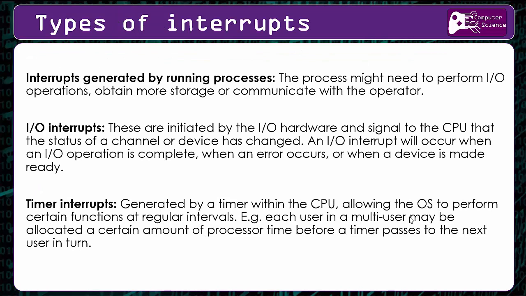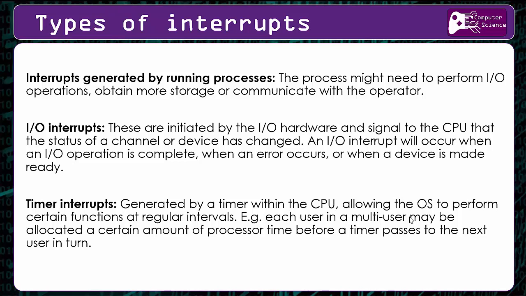So interrupts generated by running processes. So the process might need to perform input-output operations or obtain more storage or communication with the operator. So these are the different types that you need to be aware of. The input-output interrupts, these are initiated by the input-output hardware, such as a mouse or a keyboard, and they signal to the CPU that the status of a channel or device has changed, such as the mouse has moved position.